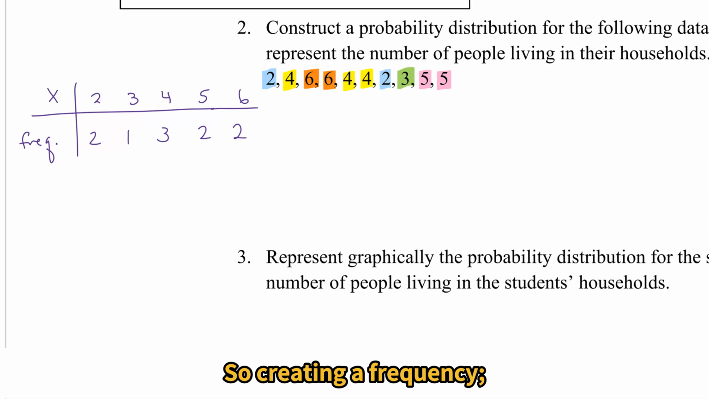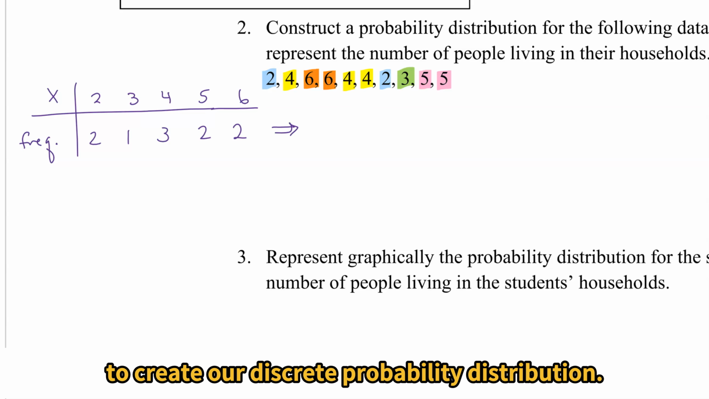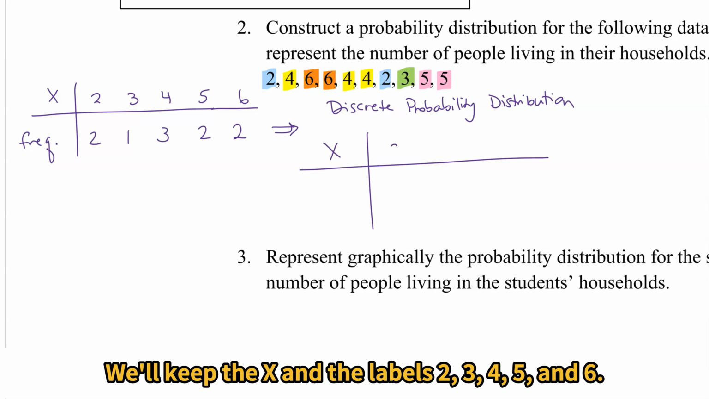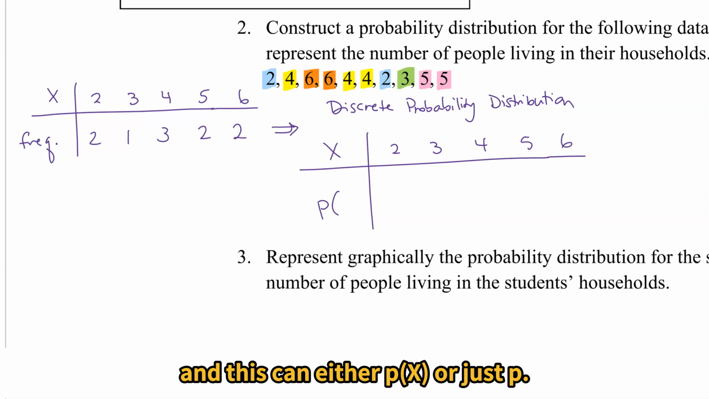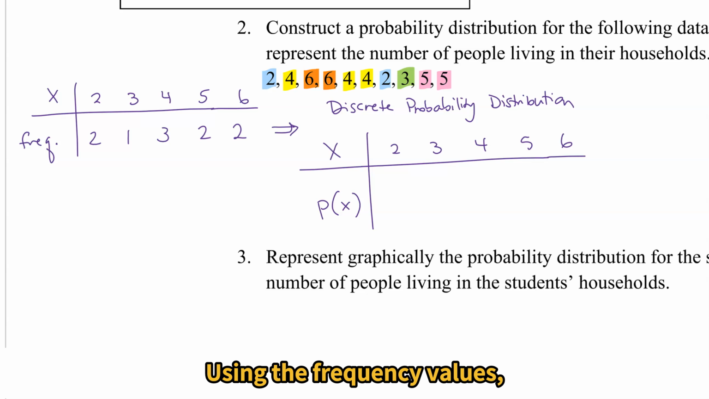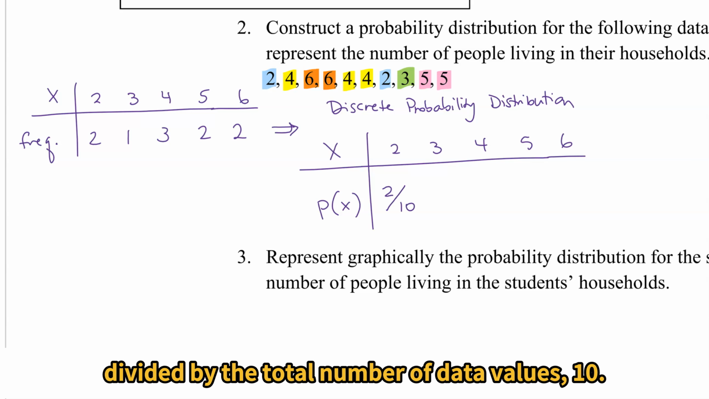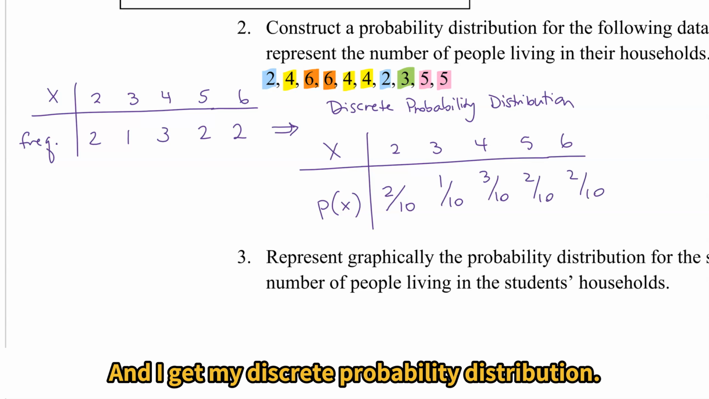So creating a frequency, now we can use that to create our discrete probability distribution. We'll keep the x and the labels 2, 3, 4, 5, and 6. But instead of frequency, now we're talking probability. And this can either be p of x or just p. Either one is fine. Using the frequency values, I'll take the frequency divided by the total number of data values, 10, and I get my discrete probability distribution.